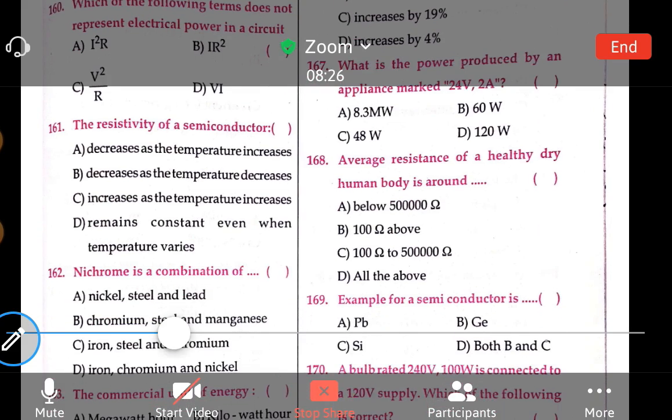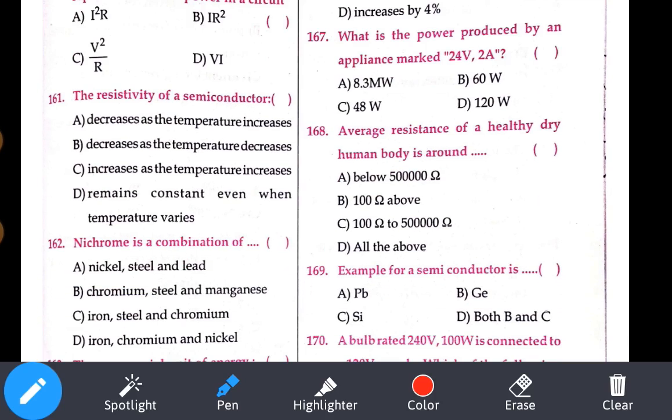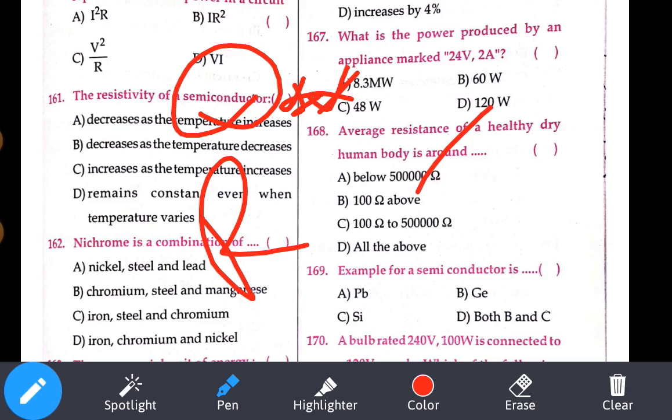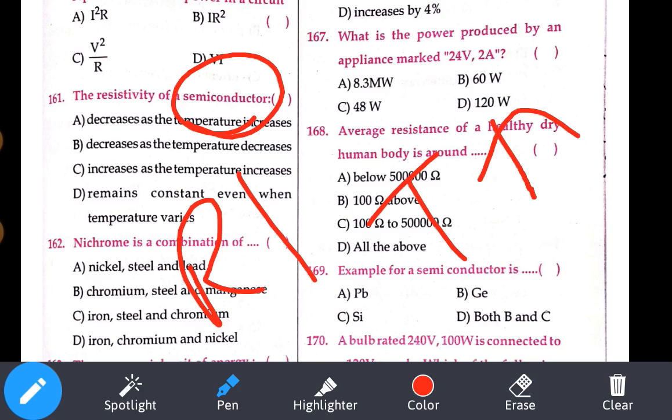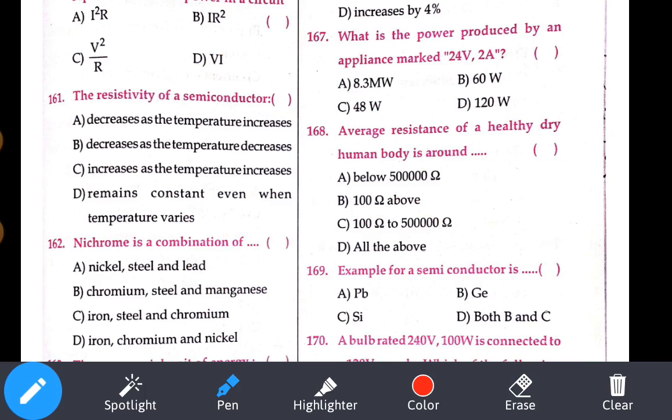Let's see the 161st question. The resistivity of the semiconductor. As I already told, this is an important one. Normally, as the temperature increases, the resistance of the conductor increases. But that is based on metals. If you are taking a semiconductor, as the temperature increases, its resistivity or resistance decreases. That is the important point about the semiconductor. So option number is our answer.